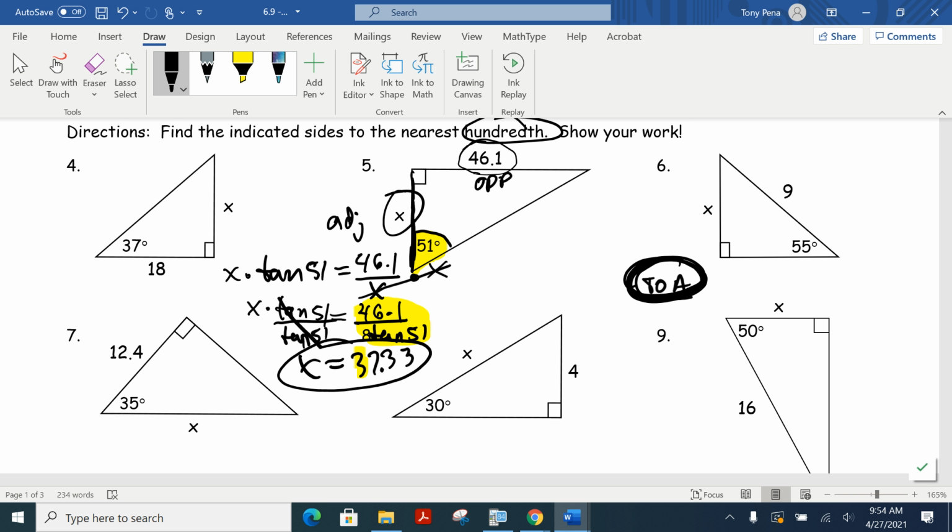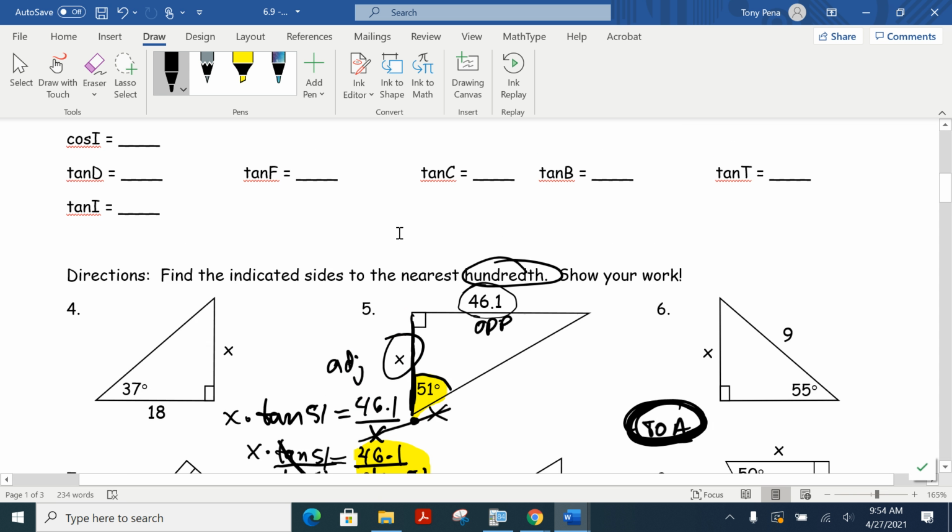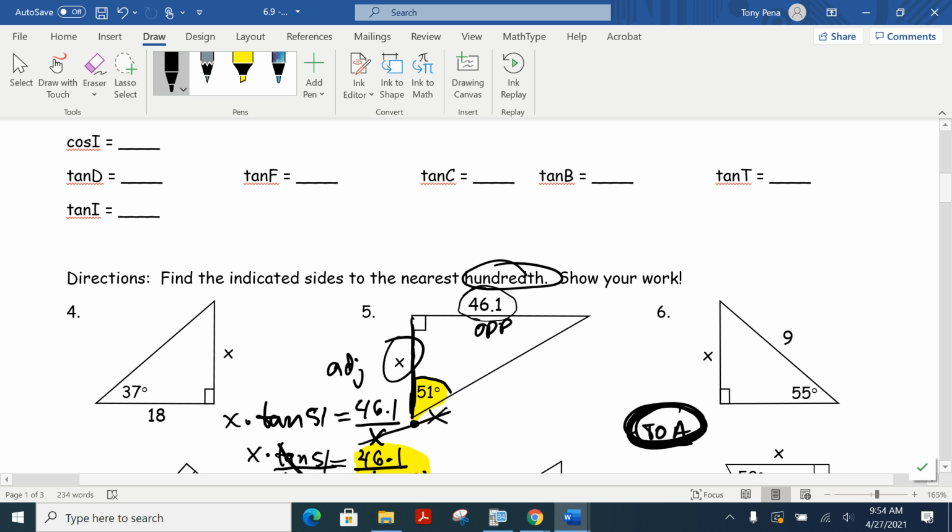All right. So that's your homework. You're going to do 1 through 12, and then a couple of things. If you guys have your Chromebooks, you're going to need them out.